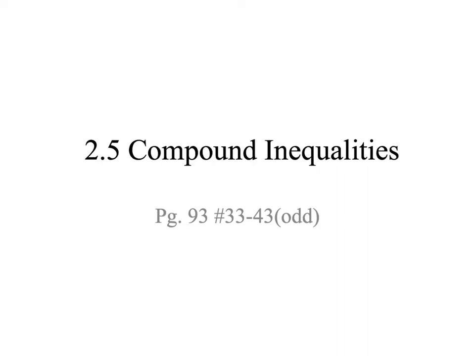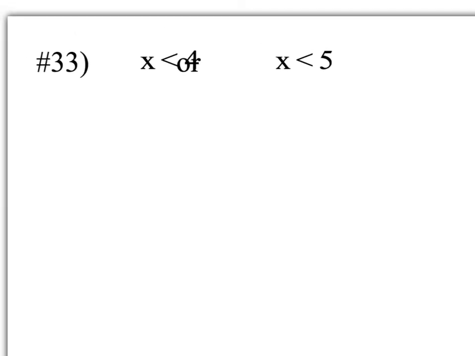Okay, this is page 93, problems 33 to 43, so your homework must have been 34 to 44 even. Here we go. Number 33 said x is less than 4 or x is less than 5. So just put an or right there. There we go. Just to clarify, it said x is less than 4 or x is less than 5.